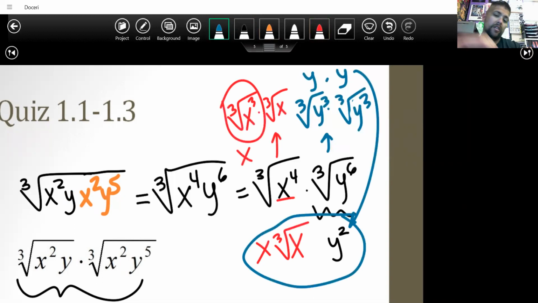You can leave them as that. You can put them back in the radicals if you like to. So x to the 1/3, y squared power. We want to be able to do it in our simplest terms.